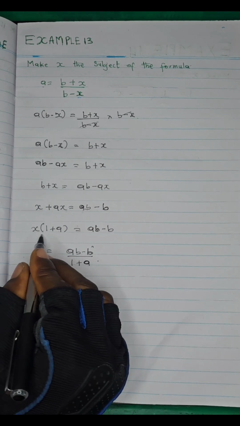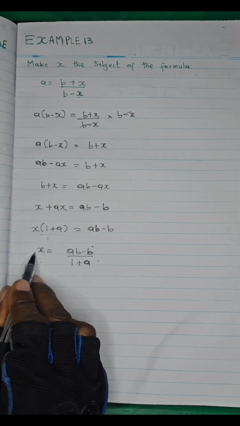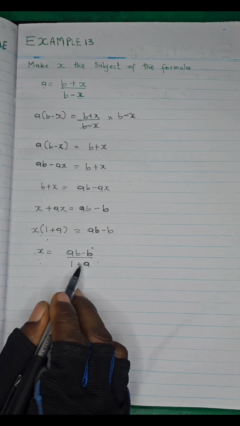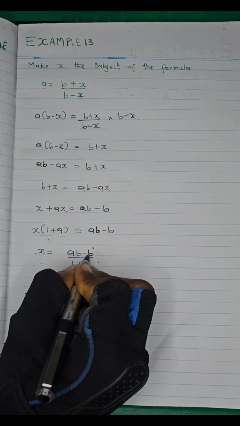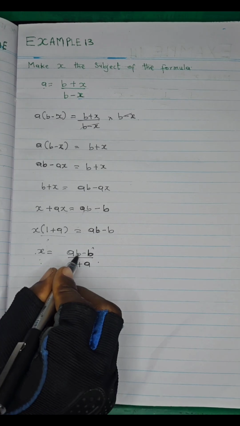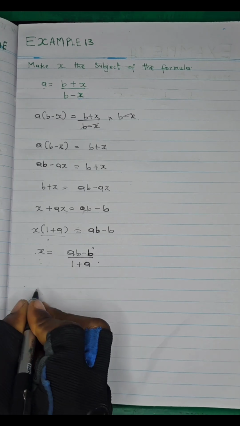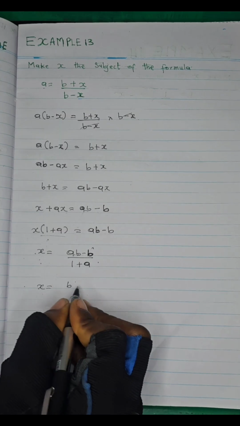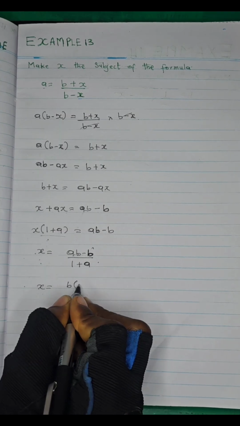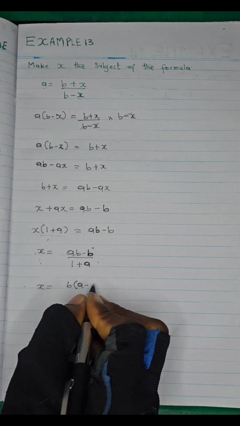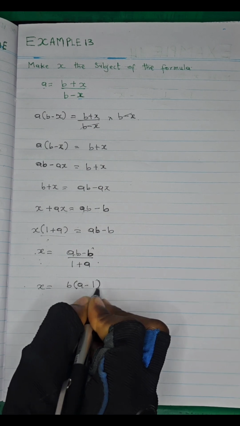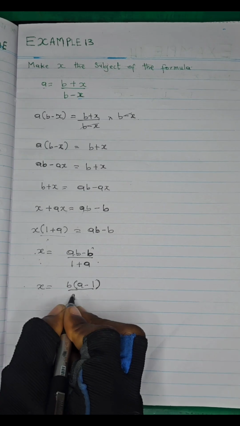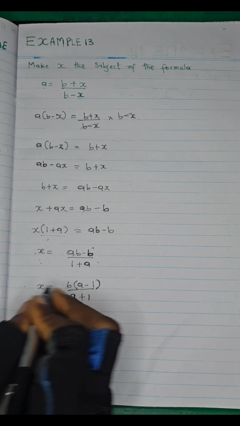When you divide here by 1 plus a, it will cancel out. The coefficient of x will be 1. When you divide here by 1 plus a, this will be your expression. But then we can make this expression more neat by taking out b. You can see that there is b here and there is b here. So x will now be b into bracket, ab divided by b will give you a, minus b divided by b will give you 1, all divided by 1 plus a. Whether you make it 1 plus a or you make it a plus 1, it's still the same thing.